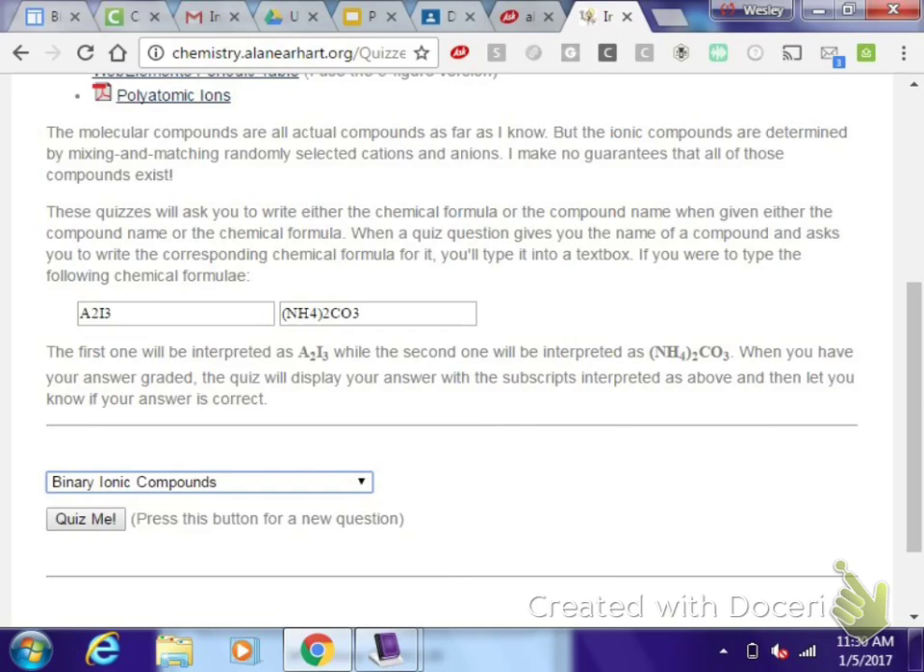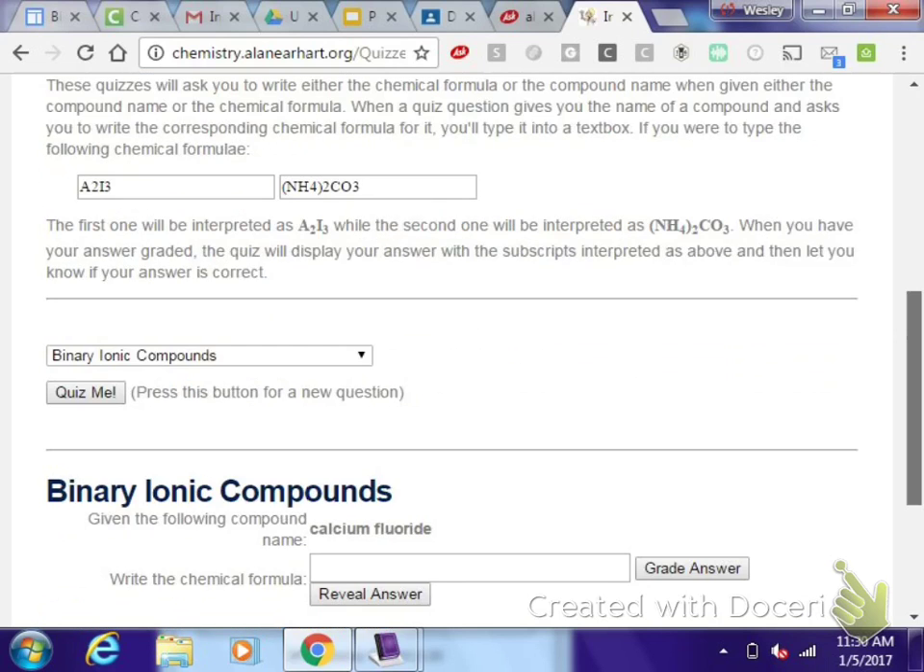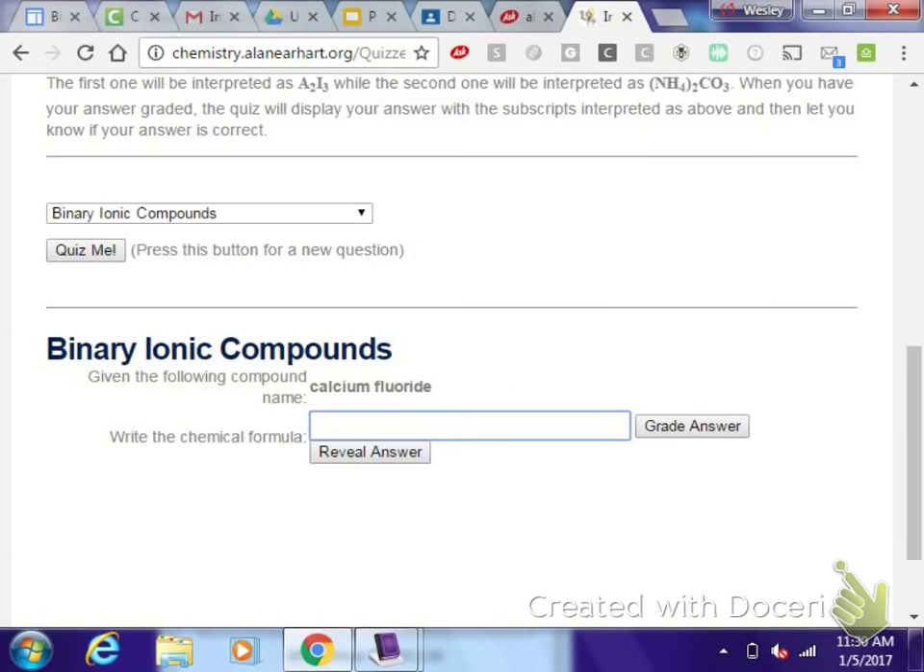So I go down to binary ionic, and I say quiz me, and I'll just do a couple here because they're really easy. So calcium fluoride, I look up calcium, it's a +2, and I look up fluorine, it's a -1, so then I need to have 2 fluorines. The only thing is you can't write on this, so you might have to have a scratch sheet of paper if you need to balance charges. You can't do it in your head. You do it on paper. That's fine. And then reveal answer. Am I right? It says CaF2, so it's the same.